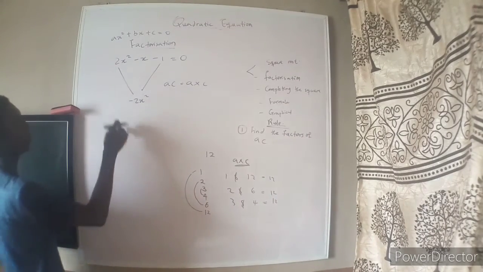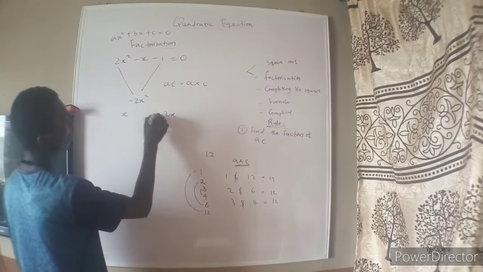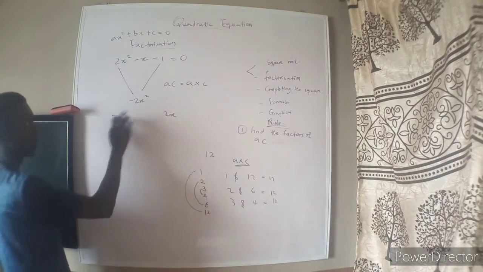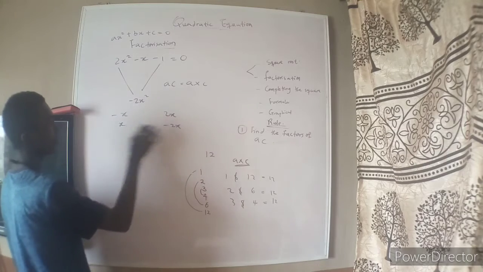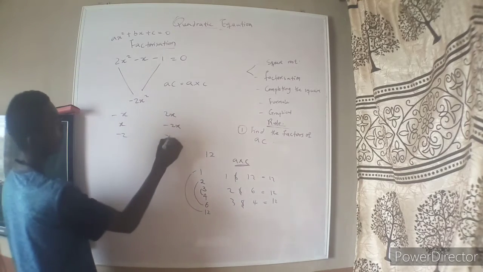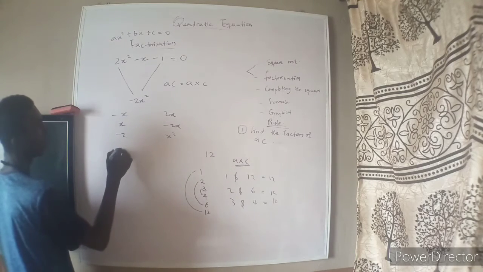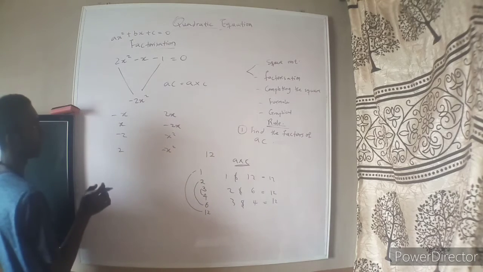So what are the factors of this? I can have x and minus 2x, which also gives me this. Minus and plus will also give me this. So I can also use x and minus 2x. Another is minus 2 and s squared. These two will also give me this. I can also have 2 and minus s squared. It will also give me this.